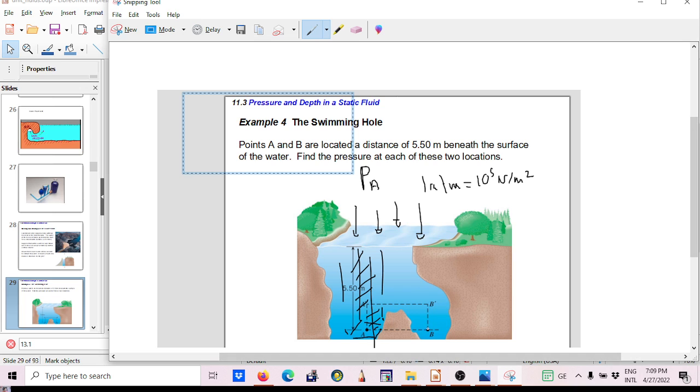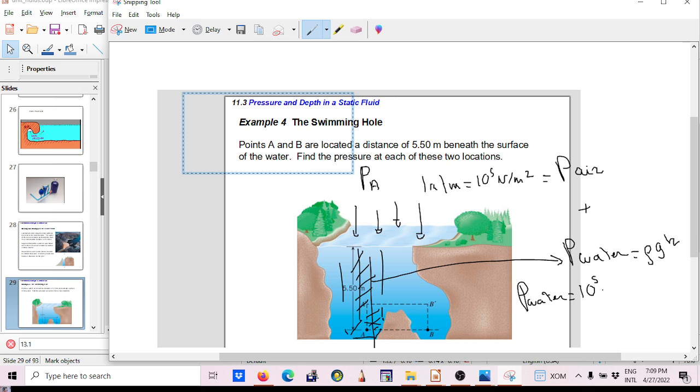Even though you don't see the same shape, it's still going to be the same pressure. So the pressure here because of the water, that's the pressure due to air, and they need to add together because you have air pushing down and you have water pushing down. So the pressure due to the water is going to be rho g h. The density of water is 10 to the 5 times 9.8 times the height, which is 5.5, right?